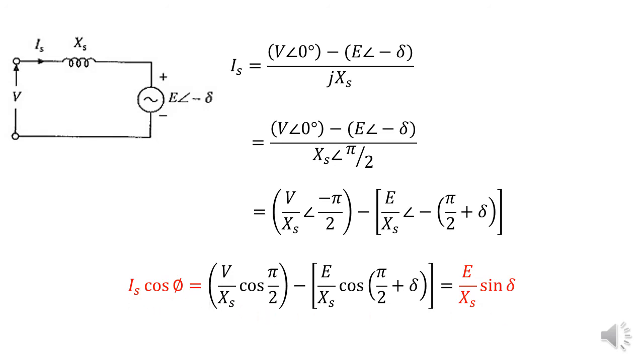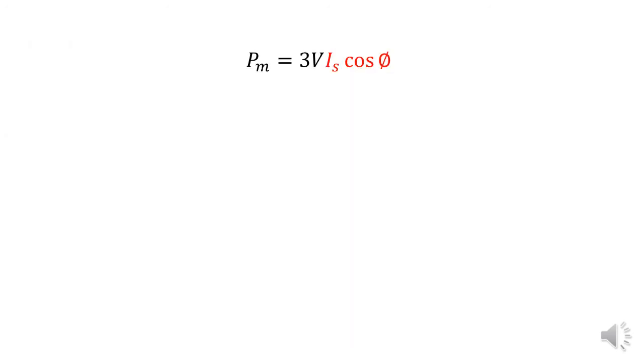Now we can write the expression for power. Mechanical power developed Pm is equal to 3 V Is cos phi, which is 3 V into the expression for Is cos phi, that is E by Xs sin delta.